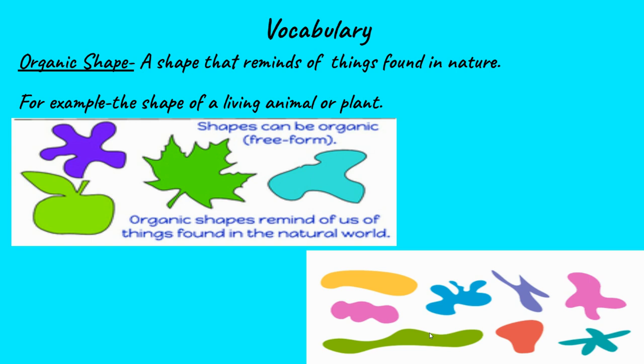Organic shape is a shape that reminds us of things found in nature. For example, the shape of a living animal or plant. Organic shapes are also called freeform. Notice the wavy, curvy, and zigzag edges that you see around the organic shapes. The edges do different things.